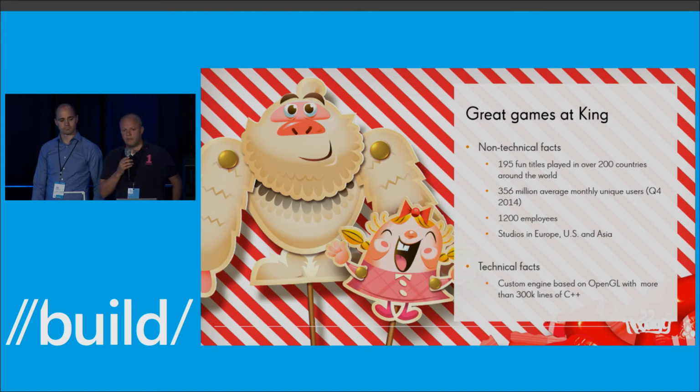Also, some technical facts that might be interesting, that they are using a lot of different engines to build these games. One of the engines that we have used then is their own engine. It's a custom engine. It's based on OpenGL with C++, about 300,000 lines of code. And it's a pure native engine actually used for mobile development.